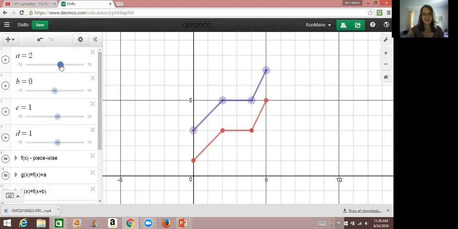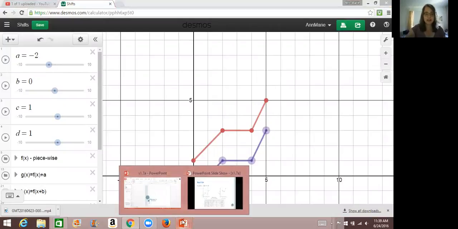What happens if I add 3? Well, if I add 3, my function shifts up some more. So I'm leaving the original function on here just so we have it for reference. But understand that this is my new function, okay? If I subtract 2, my function shifts down.